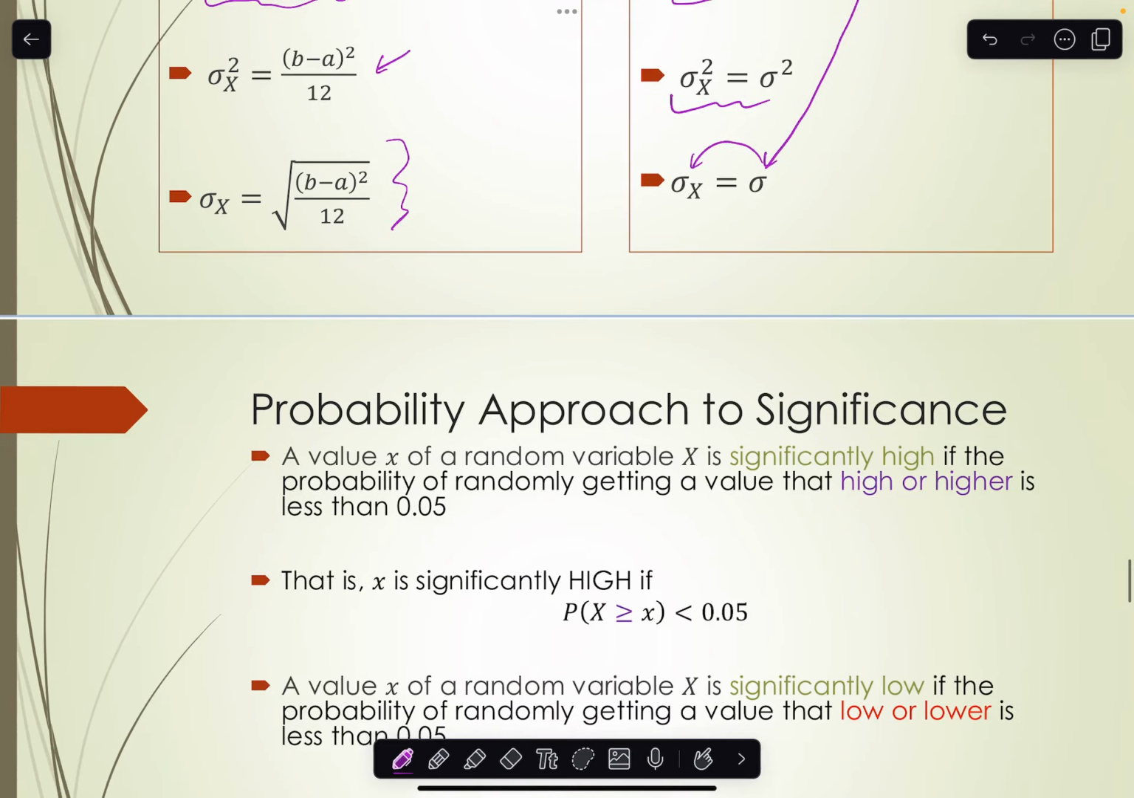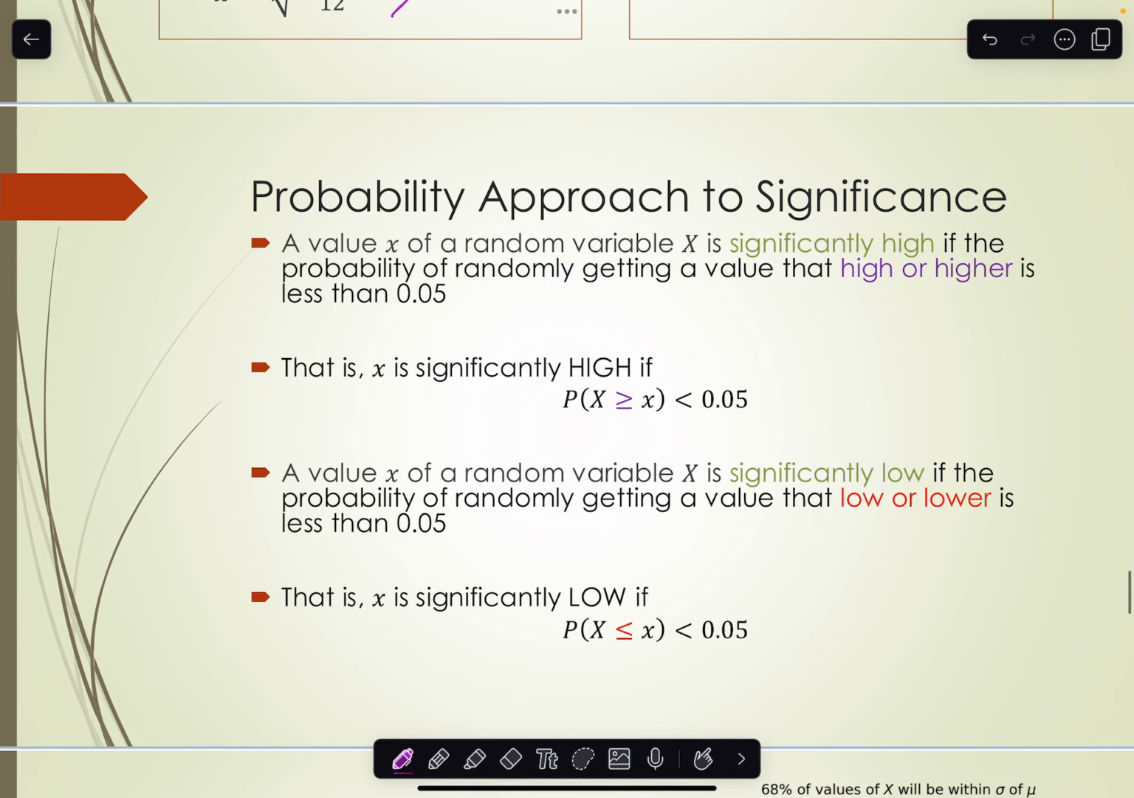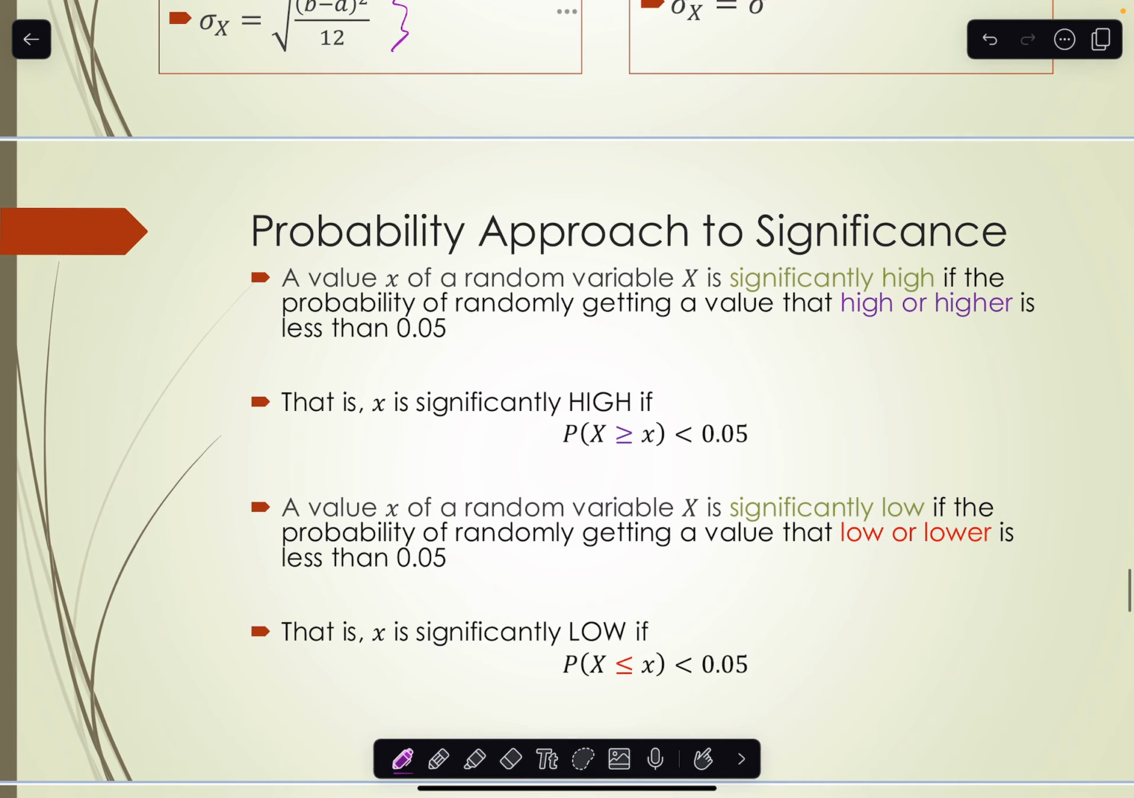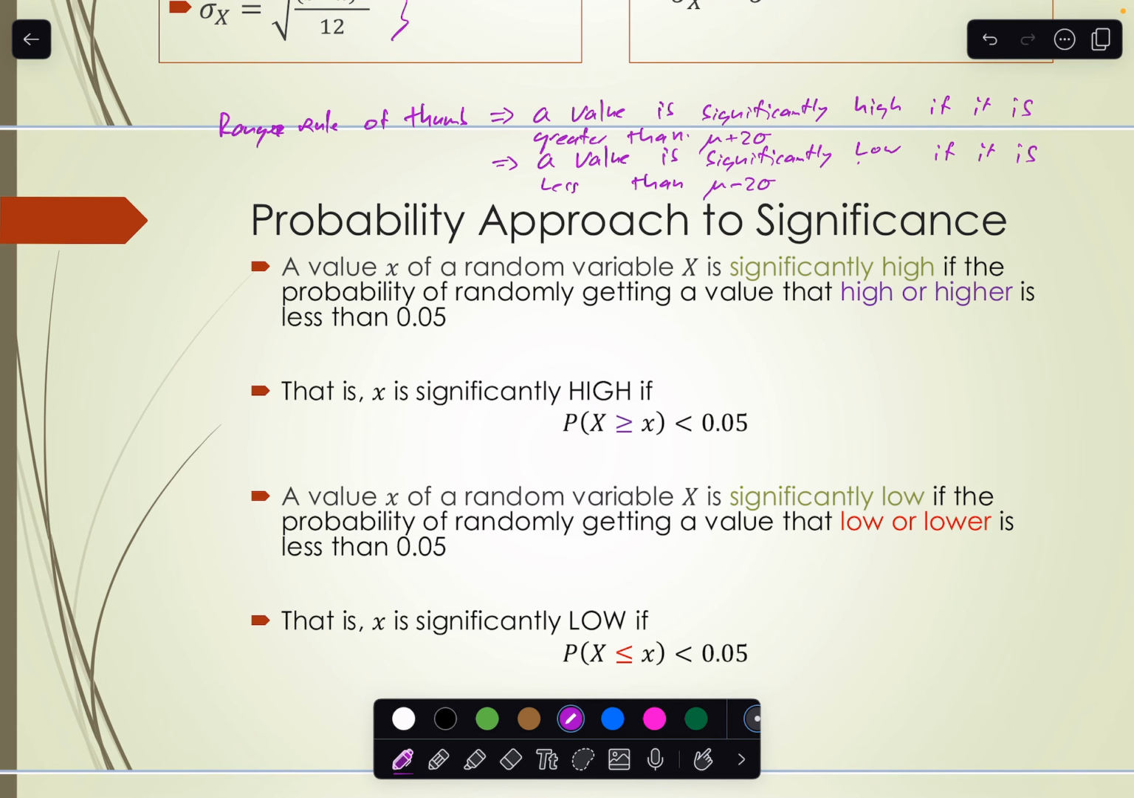Now, these things are significant because they help us to answer questions about significance. So, there's two ways of describing significance. One is the range rule of thumb. The range rule of thumb says a value is significantly high if it is greater than the mean plus 2 standard deviations. The value is significantly low if it is less than mu minus 2 sigma, so 2 standard deviations below. Now that's the range rule of thumb.